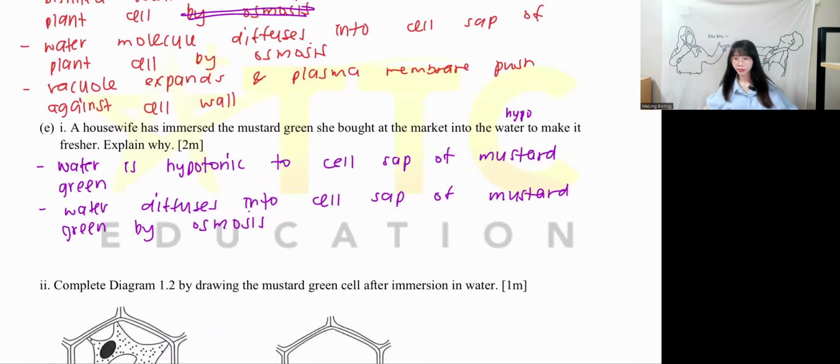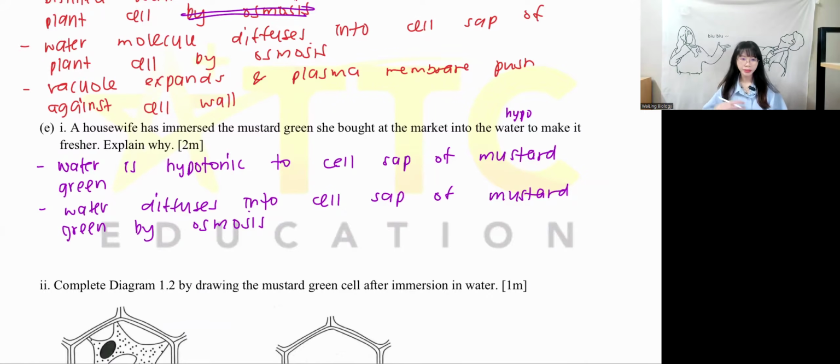Easy question. Mustard green is a normal vegetable. Any vegetable is like mustard green. I added this: the mustard green becomes turgid. You can say the mustard green becomes turgid also.